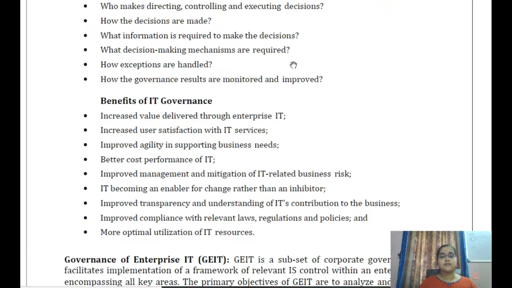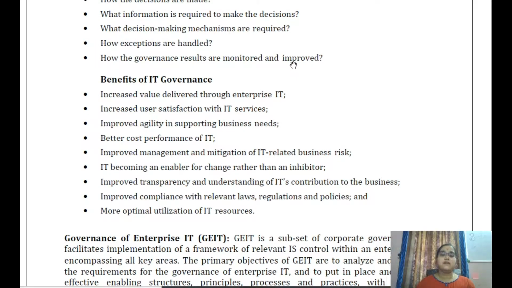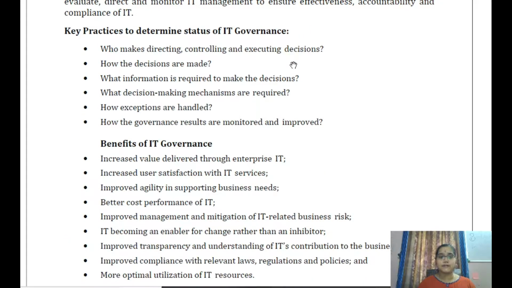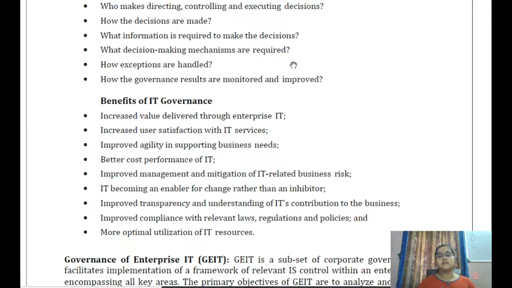Then comes the benefit of IT governance. What is the benefit of having IT governance? Here we have seen the benefits of having governance in the enterprise. Now we are going to see the benefits of IT governance in the enterprise. First thing, your value will increase, and the way of servicing will improve. You can deliver high quality services, and give high satisfaction to the users. You can provide quick support to your customers, better performance will be available, management will be highly improved, and IT related risk can be minimized. Then IT will become an enabler for change rather than an inhibitor, with improved transparency, improved compliance with relevant regulation, and more optimum utilization of IT resources.